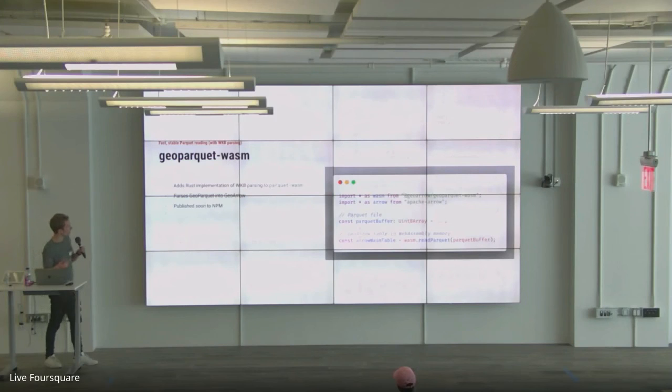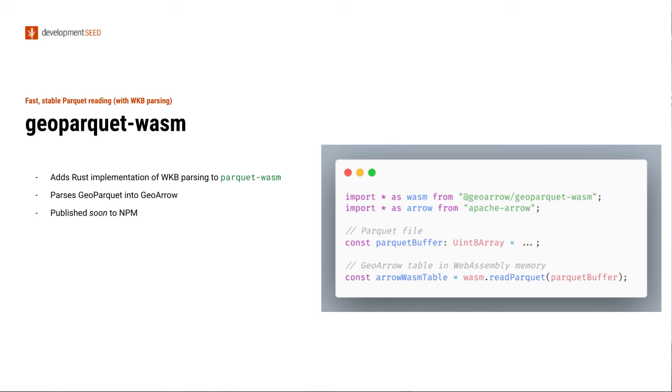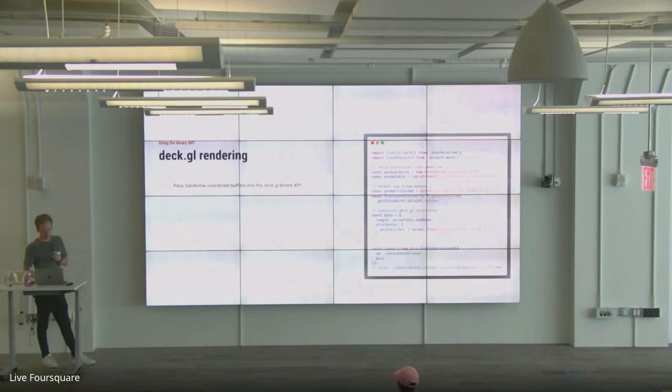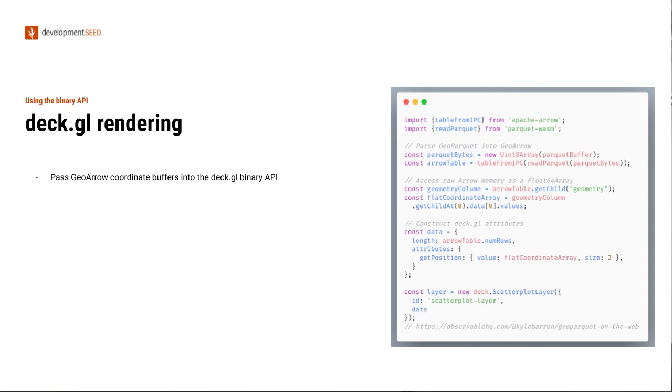that. Geoparquet Wasm extends Parquet Wasm just to decode the WKB encoded geometry column into a Geoarrow geometry column. I've been working on this lately. It's finished. I just haven't quite published it to NPM yet. So this will be nice to have specification compliant Geoparquet files that parse exactly into Geoarrow files without any extra JavaScript land work. On the deck.gl side, everything is there to render these tables directly.